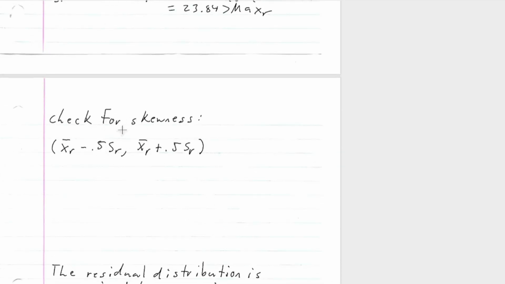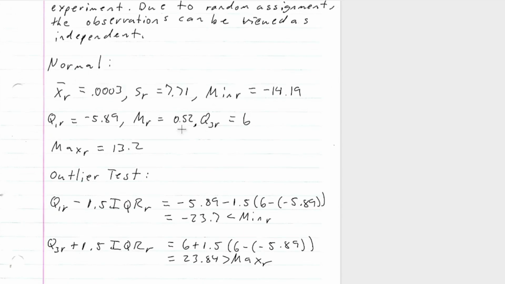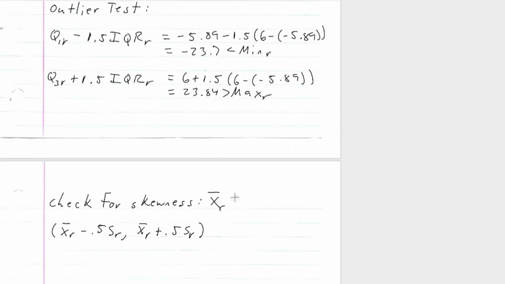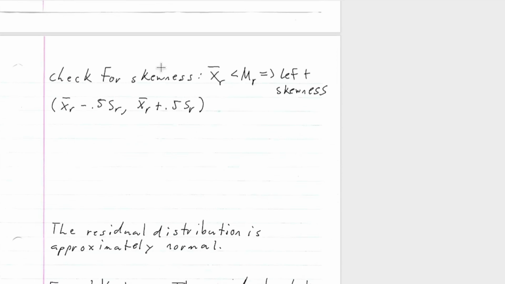Okay, so now let's check for skewness in this data. So first off, we know that X bar for the residuals is less than the median. So this implies there's left skewness, right? Left skewness. But we're going to see if this is significant or not. We can clearly see it's not going to be really significant because that difference is minuscule compared to the standard deviation, right? But let's go ahead and do this.